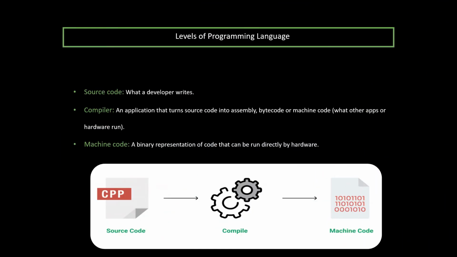And there are some levels of programming languages. The first one is source code. When a programmer normally writes a code, it's called source code. The source code is written in high level languages and a compiler is used to turn that source code into machine code, and machine code directly interacts with the computer hardware, then shows its results.